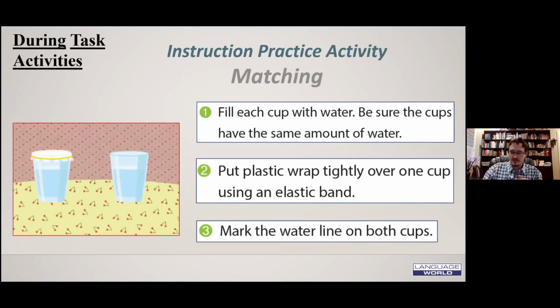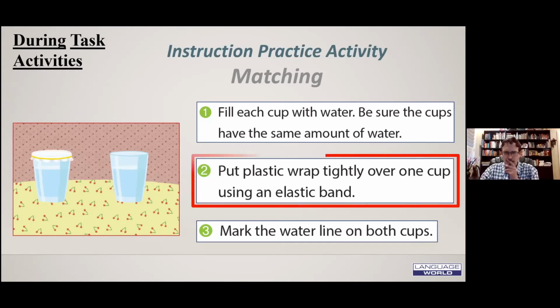Because if the student says, oh okay, this picture is put plastic wrap tightly over 1 cup using an elastic band. If they're able to match that, immediately for me as a teacher, I say they're comprehending it. They understand it. They know what that direction means and they know what it looks like, which is an important step for the next part, which is they need to do it.